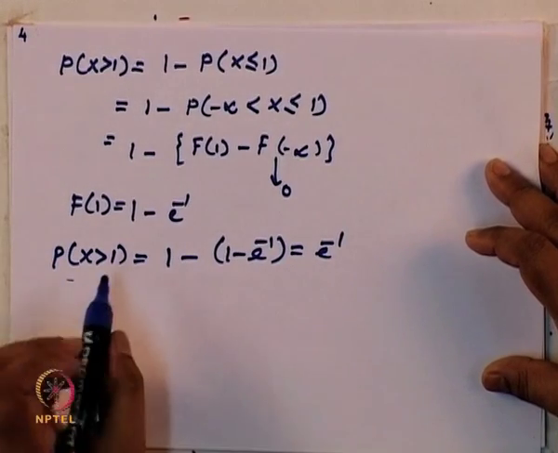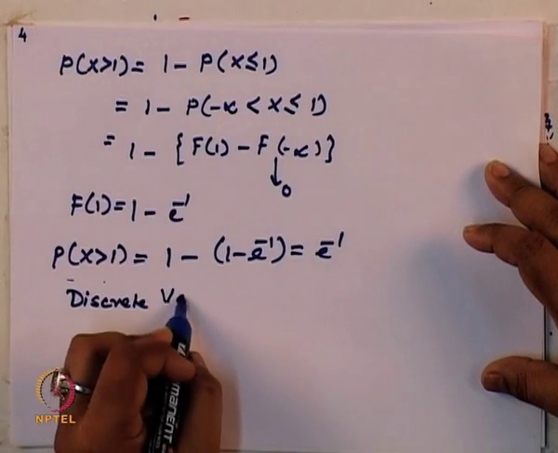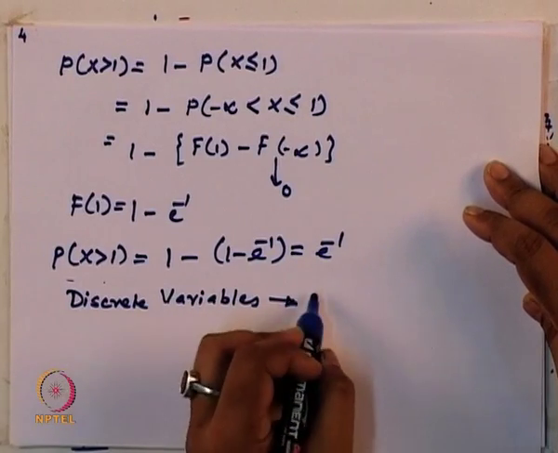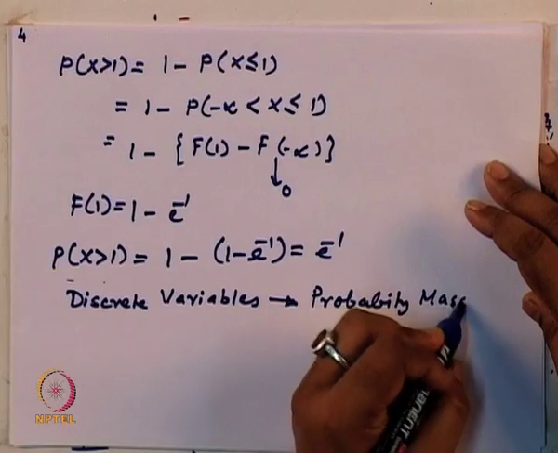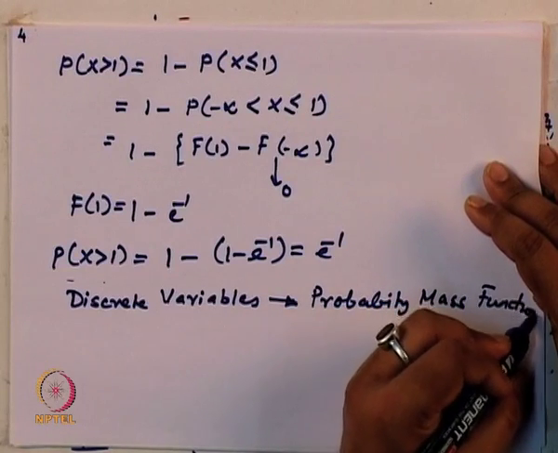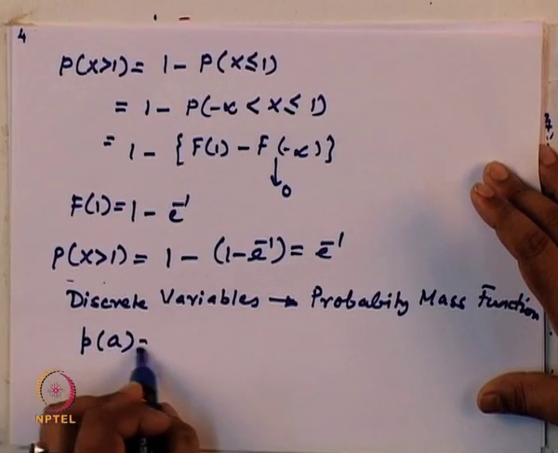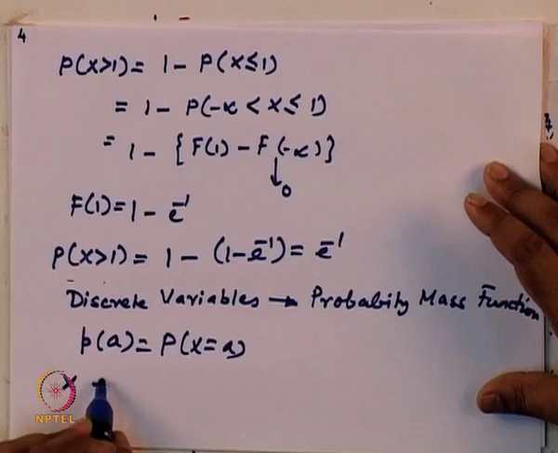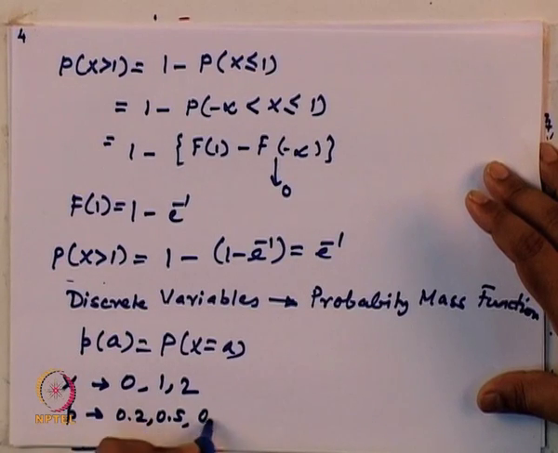Okay. So, for discrete variables, I can have something called a probability mass function. The probability mass function is given by p of a is probability of x equal to a. So, if x is a random variable which takes the values 0, 1, 2, and the probabilities, let us assume, are 0.2, 0.5, 0.3.